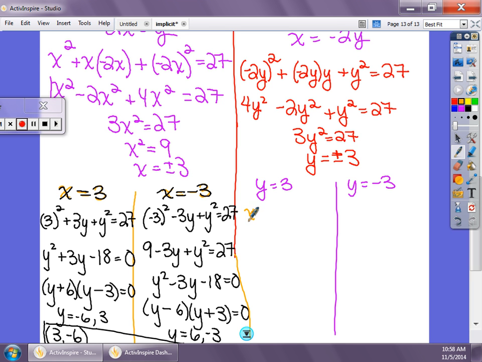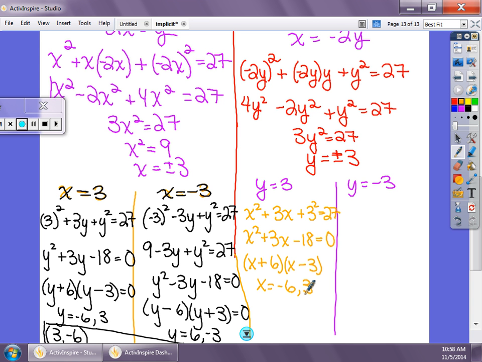So we get x squared plus 3x plus 3 squared equals 27. X squared plus 3x plus 9 minus 27, bring the 27 over, we get minus 18 equals 0. Factor again. We get 6 and 3. The bigger number takes the middle sign. We get x equals negative 6 and 3.